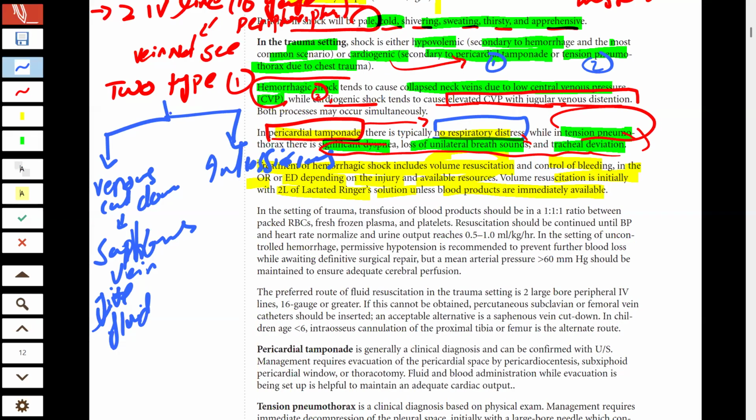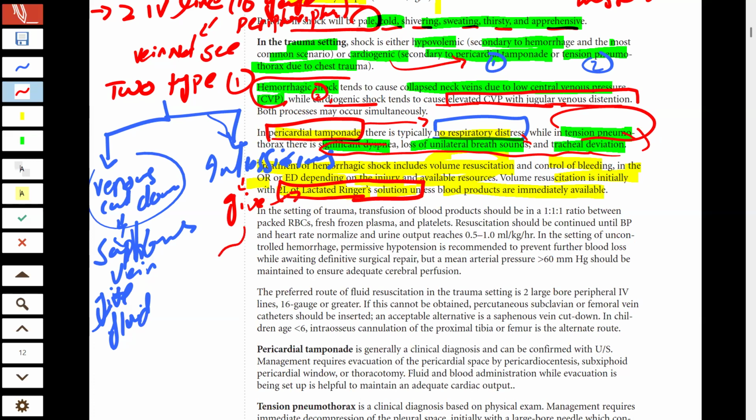In the introitus, you can go either with a venous cut down through the saphenous vein, or you can go with the introitus vein. Then later on you give fluid, 2% Ringer's lactate solution. You have to resuscitate.